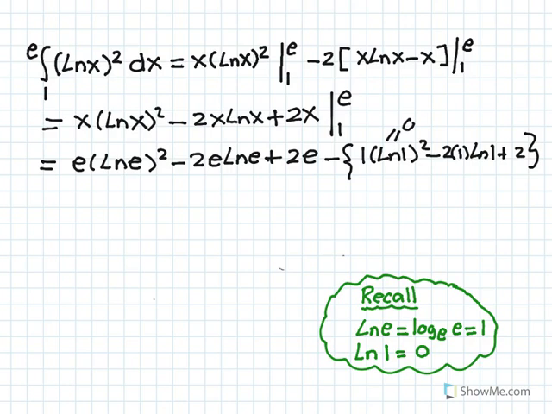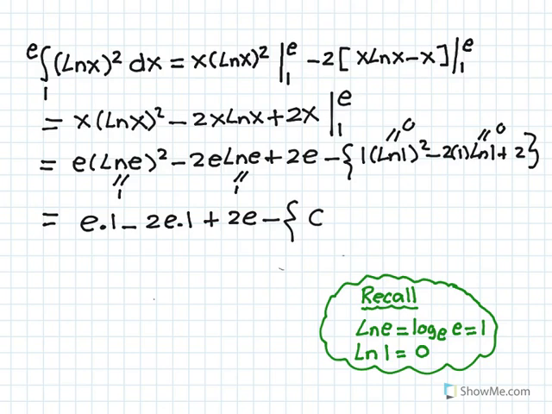Log 1 is 0. Log 1 is 0 here. So log e is 1. Log e is 1. So what do we get? We get e times 1 minus 2e times 1 plus 2e minus 0 minus 0 plus 2.